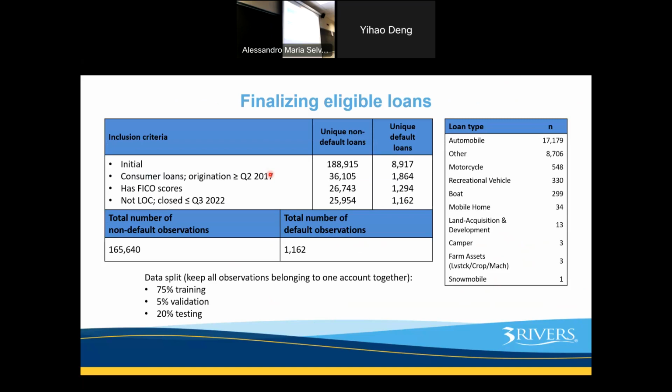And with the data splitting, as I mentioned, we keep all the observations belonging to one account together. We did a 75% training, 5% validation, 20% testing.